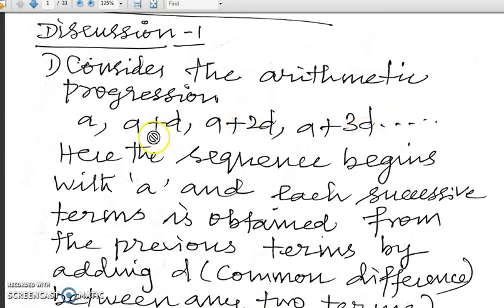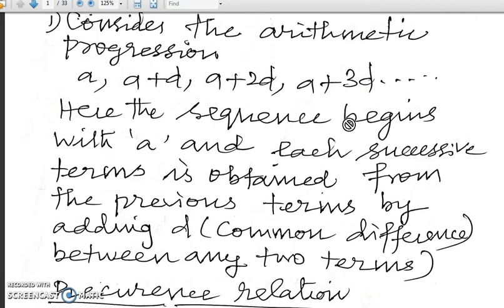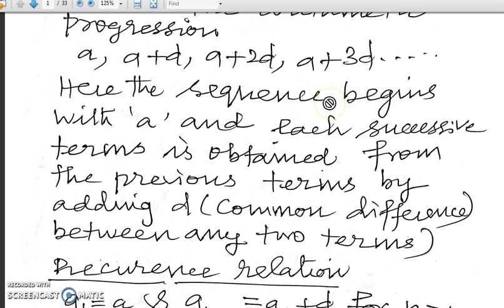What is the technique behind this? The initial element is added by the common difference each and every time, and thereby we get the next terms. Thus we get this progression, or we can say sequence. This is the technique behind that. Am I correct?